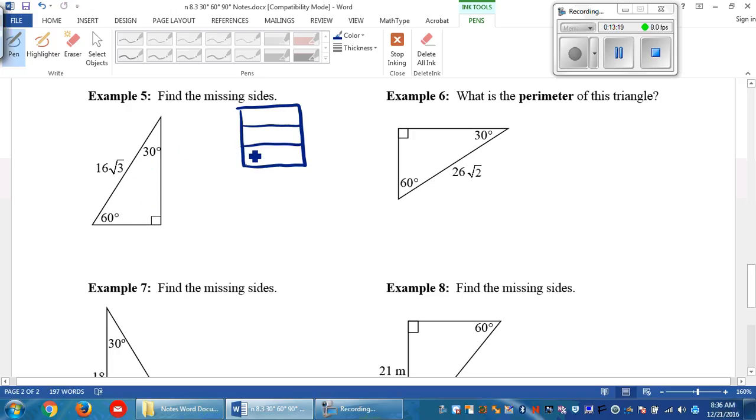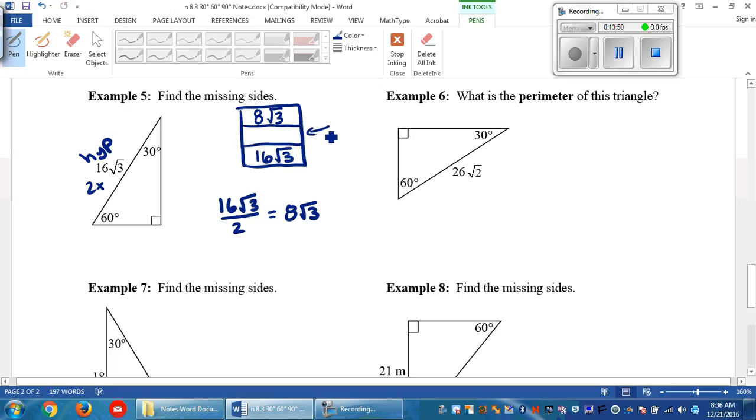So what side do we have? We have the hypotenuse, which is 16 root 3. That ends up being my 2x side. So we're going to take 16 root 3 and divide it by 2. And what do we get? 8 root 3. That means this one is 8 root 3.